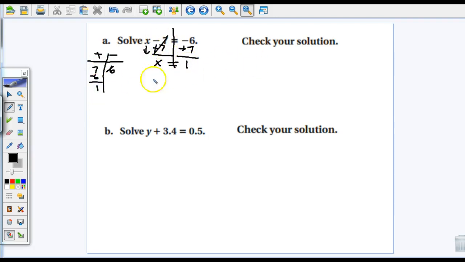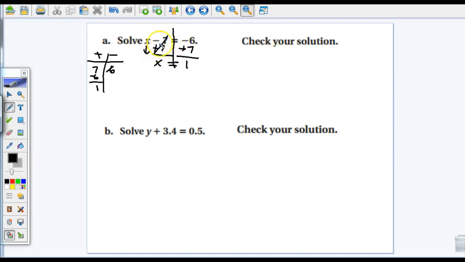Now I want to check my solution. Okay, so here I did column method to solve this problem because I have some negative numbers now. And we've worked on this already. I used what we learned yesterday.